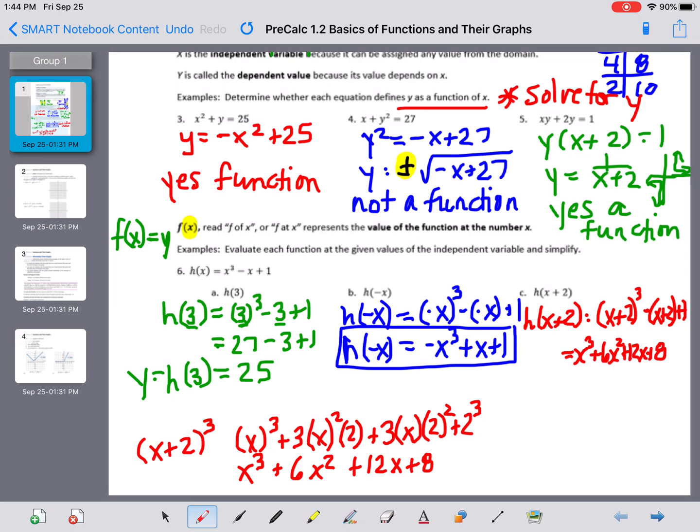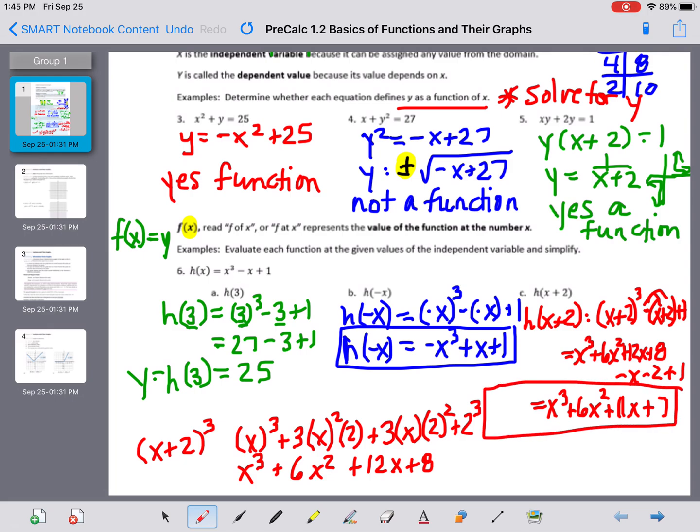That negative is going to distribute to both of these, so I get negative x minus 2 plus 1. All right, joining my like terms. x cubed plus 6x squared, nothing goes with those. 12x minus x is plus 11x. And 8 minus 2 plus 1 is 7. All right, and that is what is equivalent, see if I can fit it in here, h of x plus 2. Okay? So whatever's in there, plug it in for every x you see and do the intended operation.